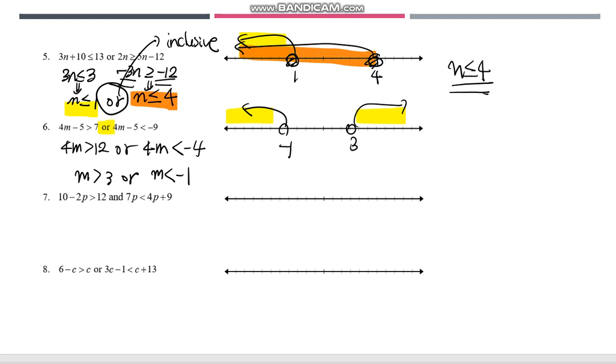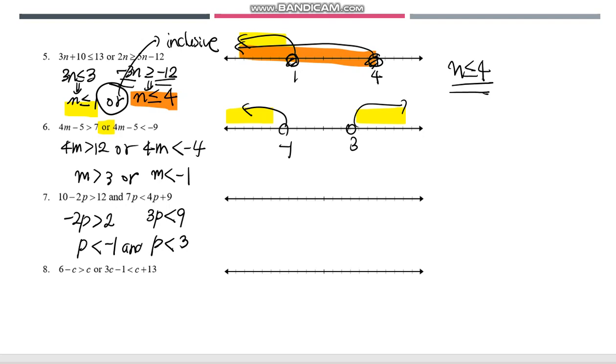Okay. So now 10 minus 2p is greater than 12. Therefore, -2p is greater than 2. And then you're dividing both sides by -2. Therefore, the direction of the inequality sign changes. P is less than or equal to -1. And then you move 4p to the other side. Then you have 3p, and this is less than 9. Therefore, p is less than 3.